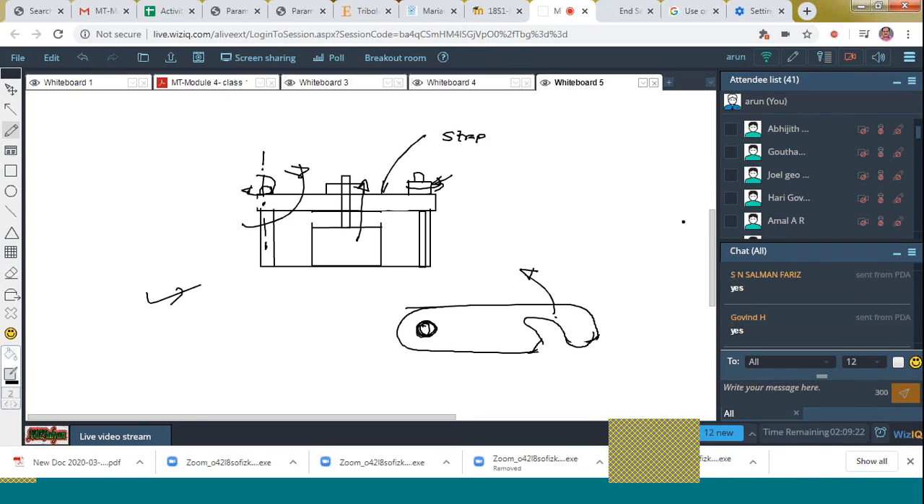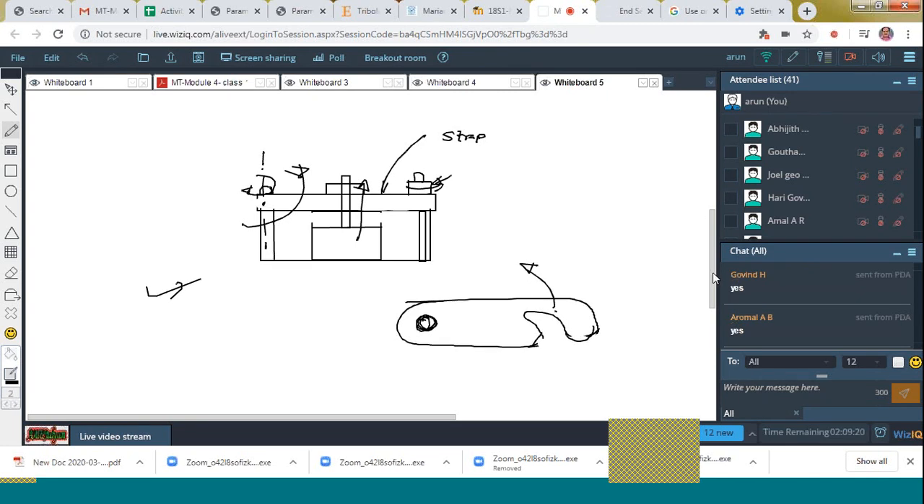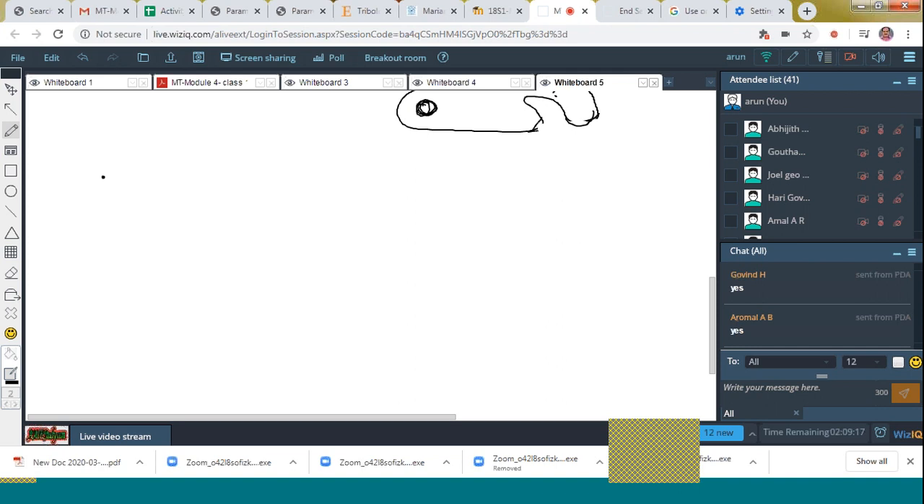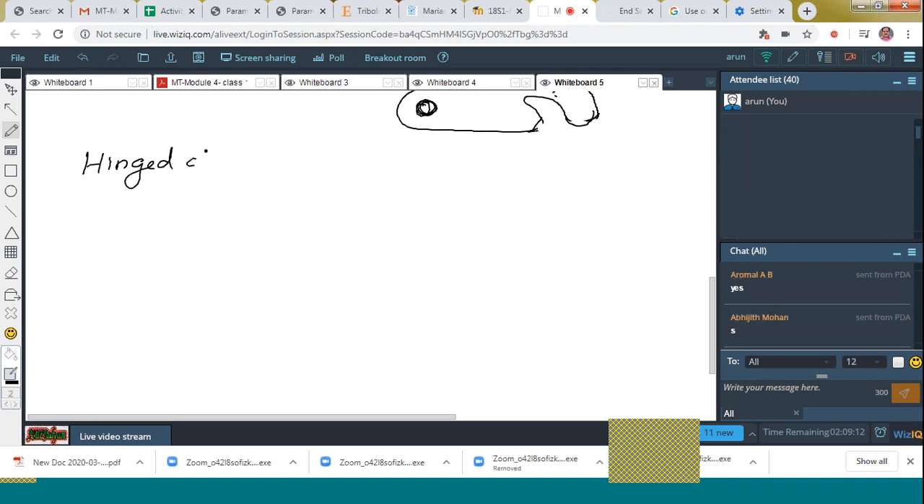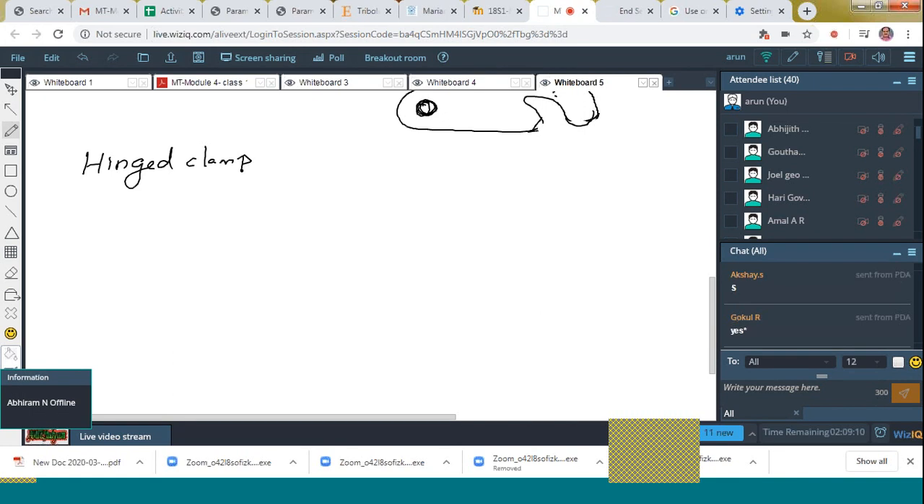Okay. And the next one is the hinged clamp. By means of this hinged clamp, you can rotate that strap unit along an axis, that is, along a horizontal axis. That is a benefit. That is like this. Let me draw. You have to notice how I am drawing, so that it will be easy for you to draw at the time of examination.